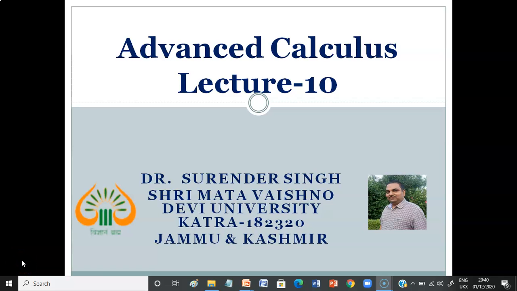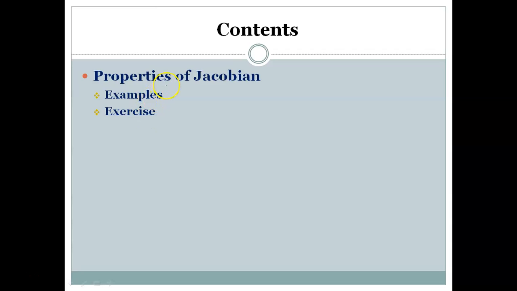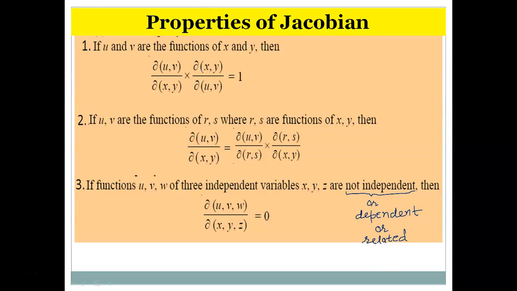Hello students, in lecture 10 of your course Advanced Calculus, here we discuss the properties of Jacobian, certain examples related to these properties, and one exercise is given for your practice. So let us see the properties of Jacobians. So mainly we have three properties here.